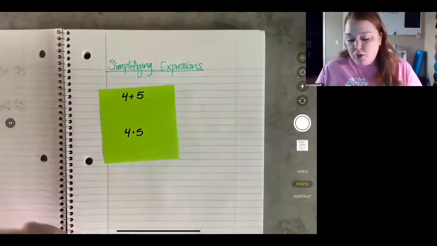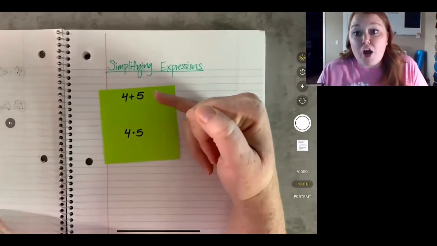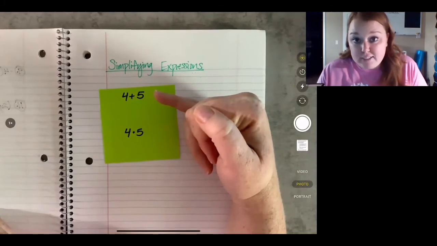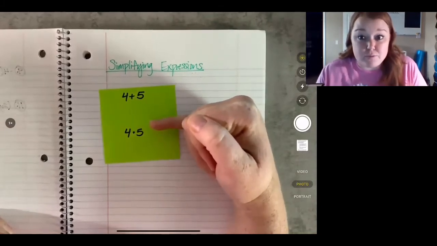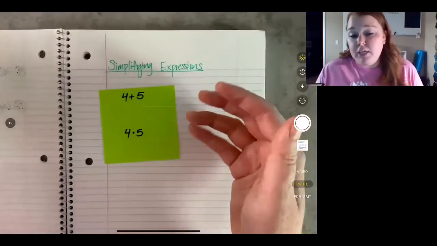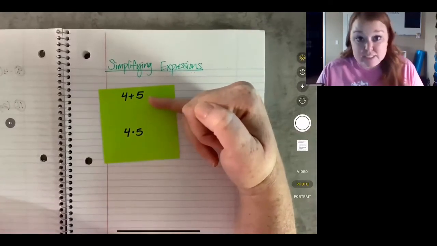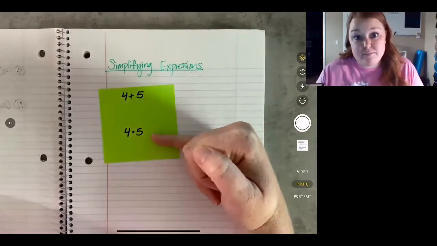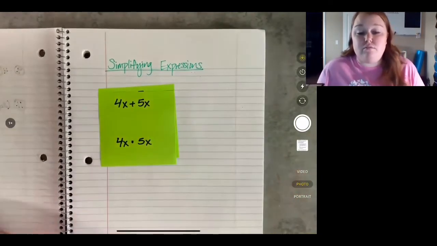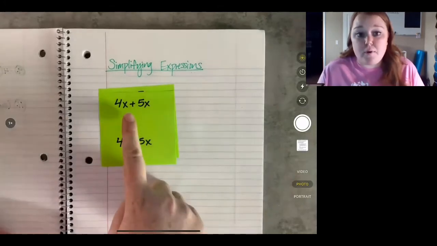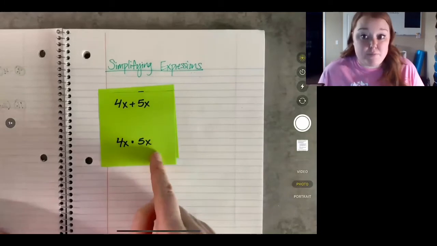Okay, so what I first want to talk about is we're going to have a lot of operations happening today. We're going to be adding terms, and then we're also going to be multiplying terms all at the same time. So just like 4 plus 5 is different than 4 times 5, right? We know that. These are also totally different expressions. 4x plus 5x is not going to be the same thing as 4x times 5x.